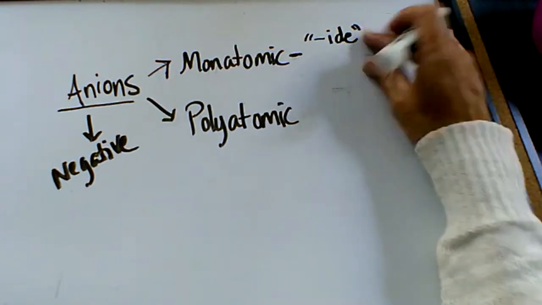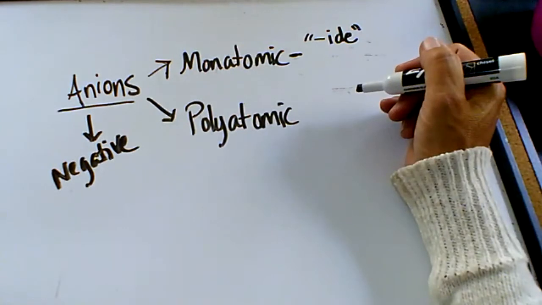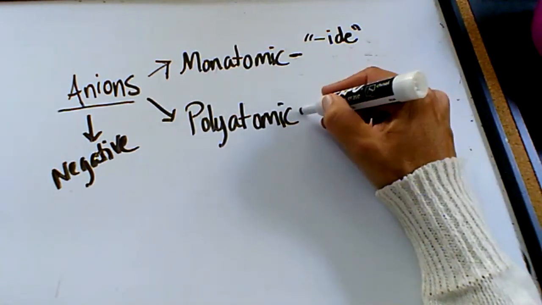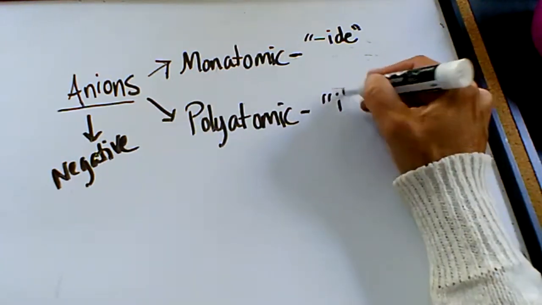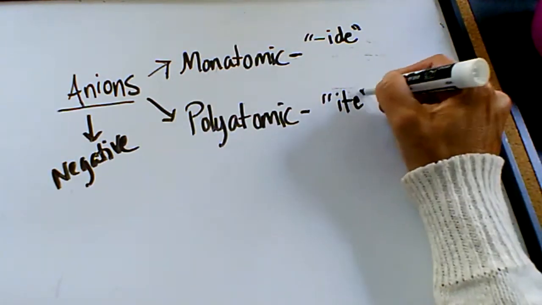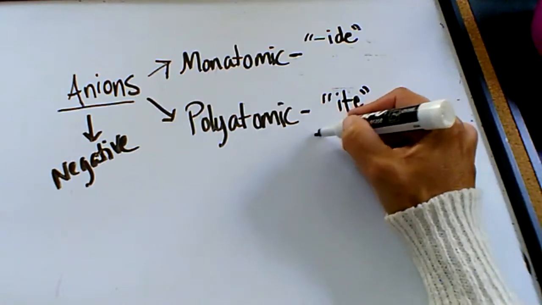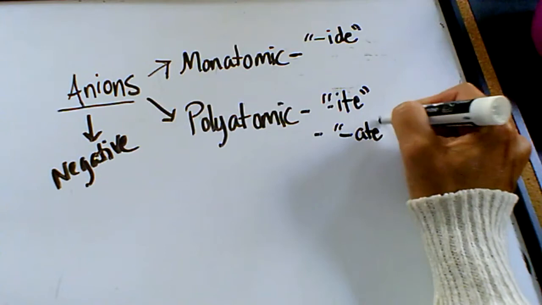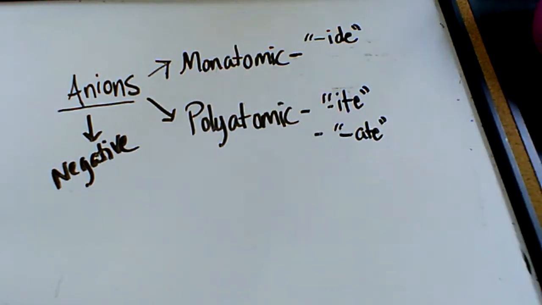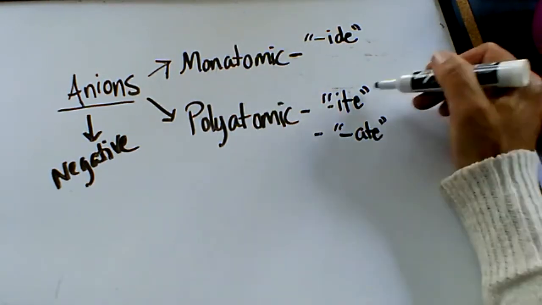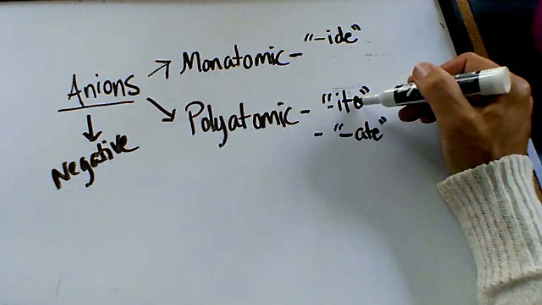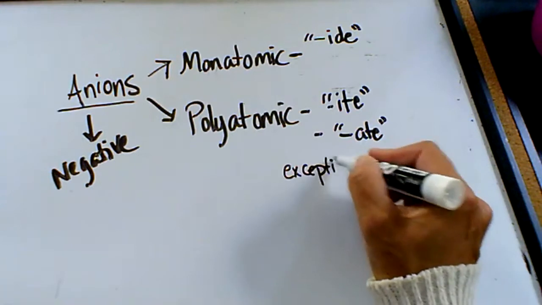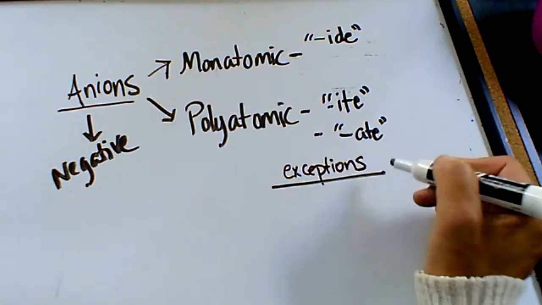Polyatomic ions, you're going to recognize them because they're going to end in ite, ITE, or ate, ATE. If you look at your polyatomic ion chart, you will see that most all of them end in ite or ate. There are a couple of exceptions. You need to be aware of those.